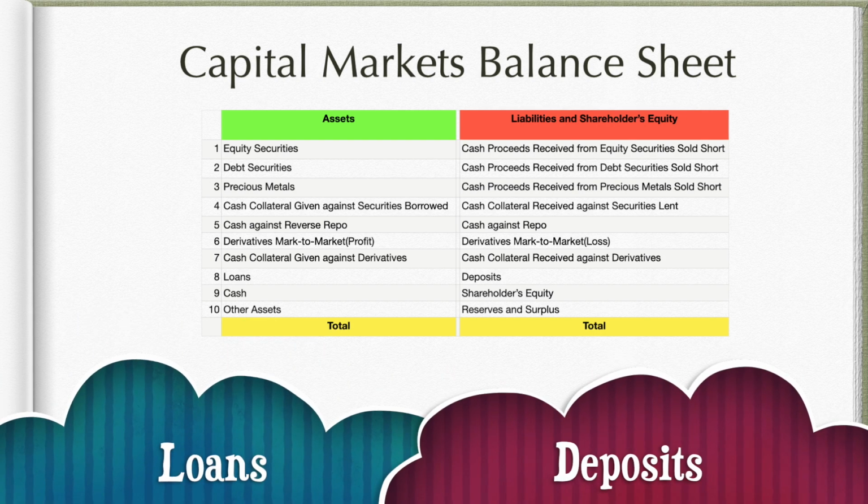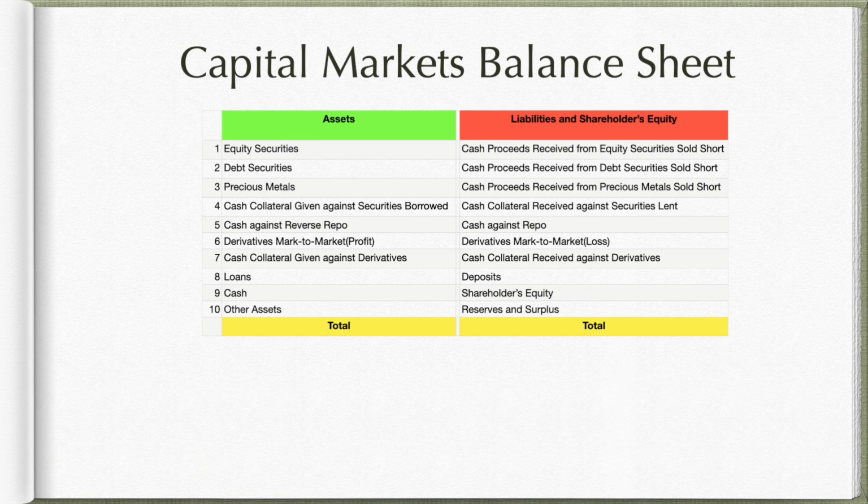Row 8, loans and deposits. I think these are self-explanatory. Loans given to the client are an asset. The bank expects to receive them back in the future. Deposits are a liability. With that, I would like to conclude this session.